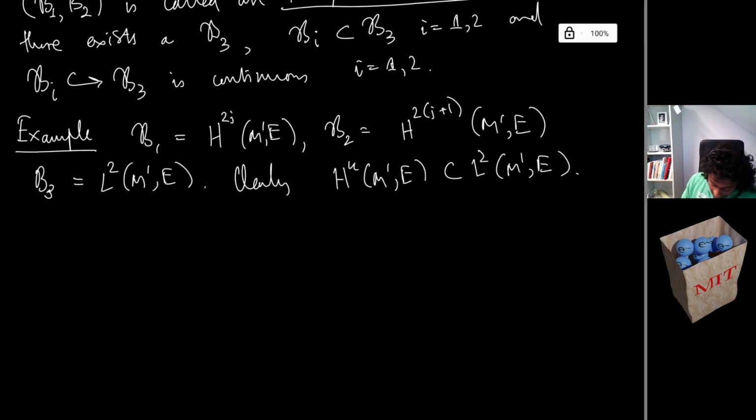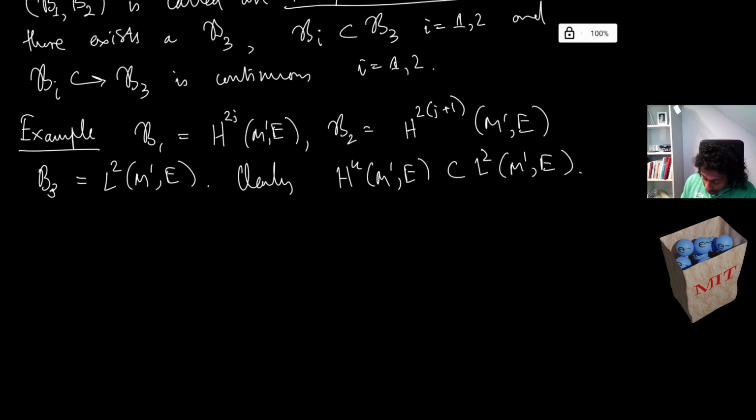Okay, so back to this example. It's clear that the H^k spaces are contained in L2. So now what do we have? So now we have u in L2(M, E).